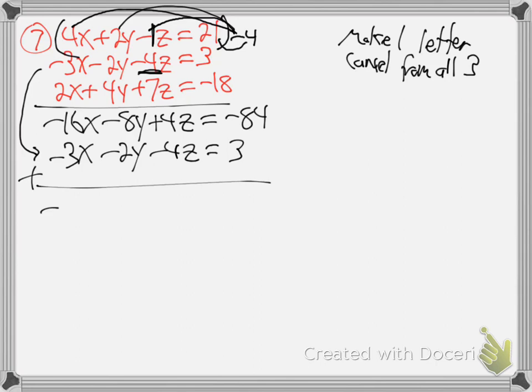Add them up, -19x minus 10y, these cancel, -81. So we got rid of z from the first 2 equations. Now let's change our plan and multiply. We're going to go with the bottom one. So I'm going to multiply by 7 so that this will multiply and become -7, which will cancel the +7.